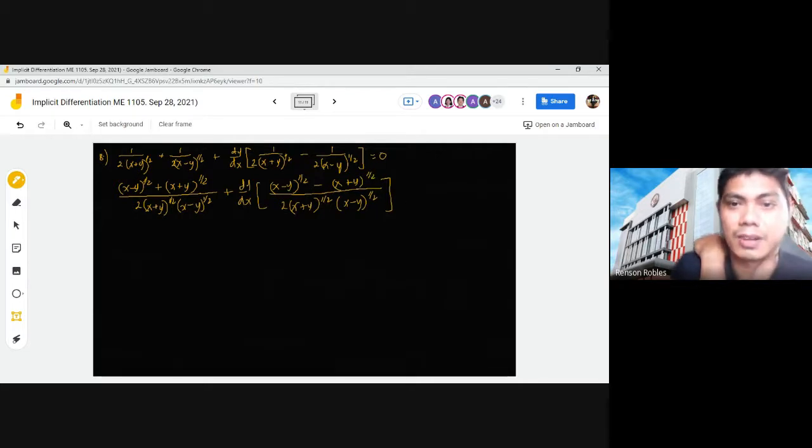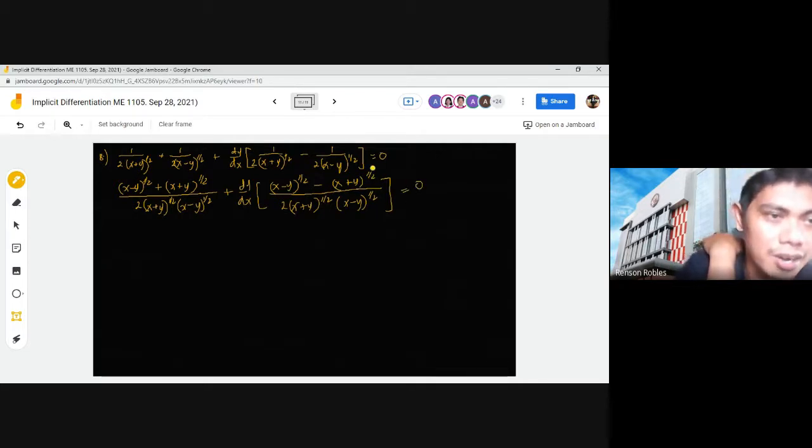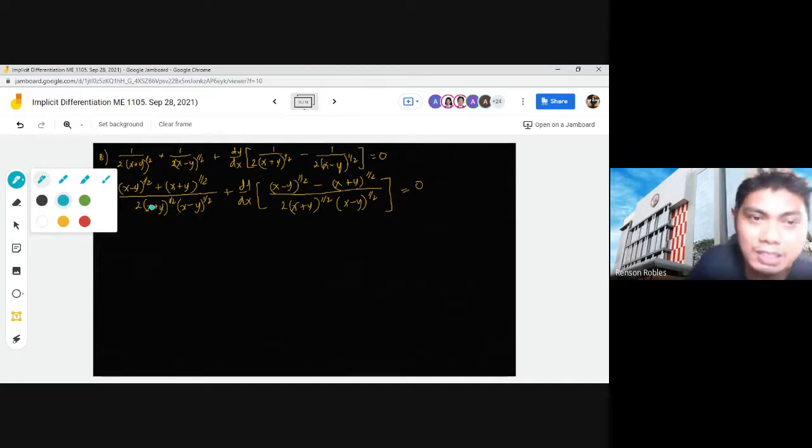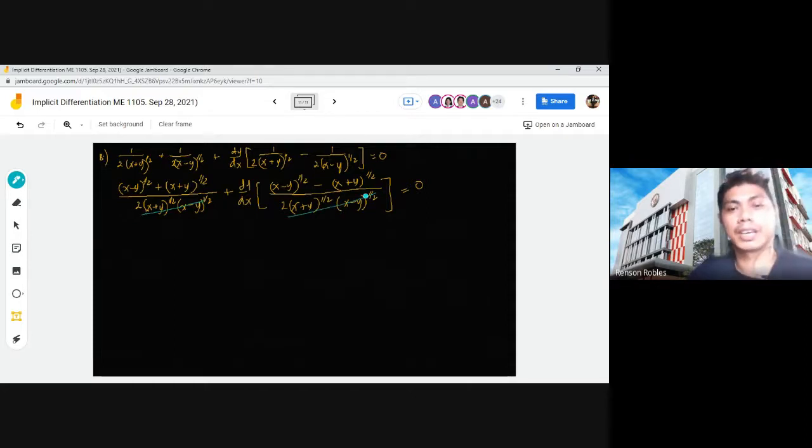Okay? Equals 0. And then again, you observe that both terms contain on the denominator 2 times x plus y raised to 1/2, x minus y raised to 1/2. So you can drop that off. Okay? As long as the right side is 0, ha?